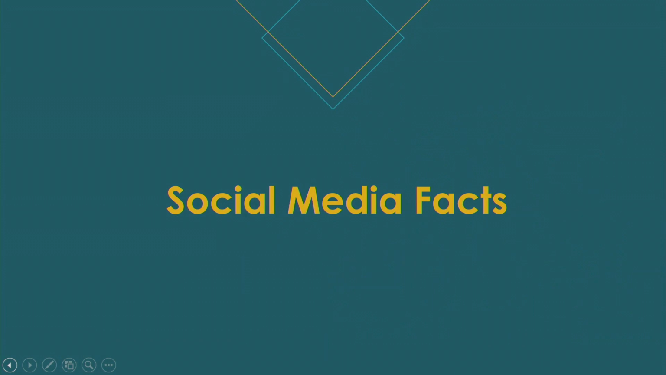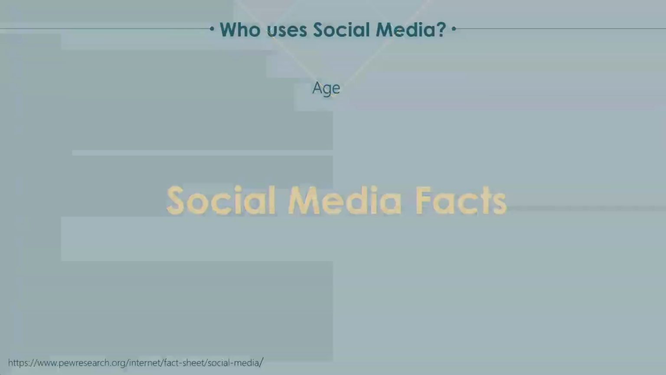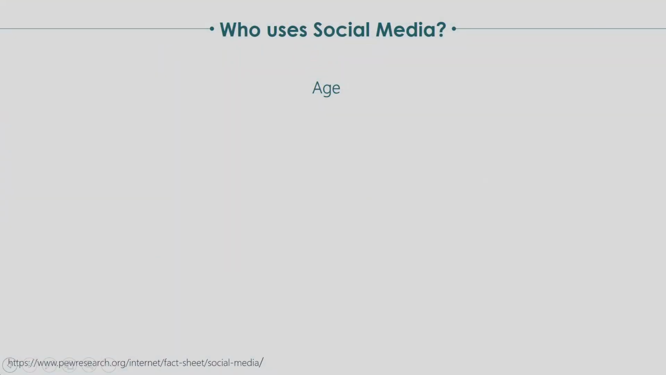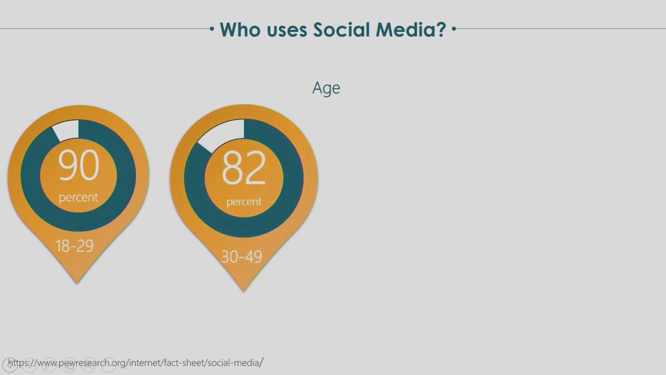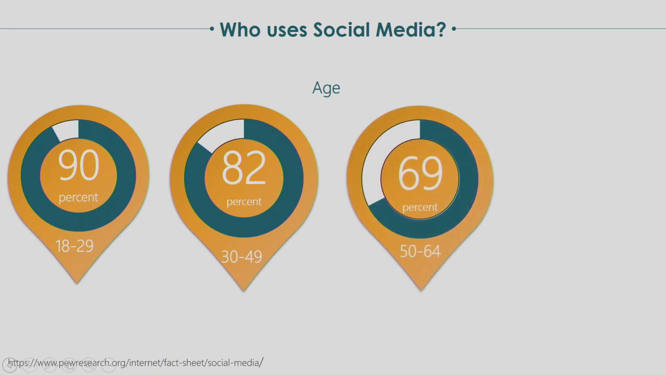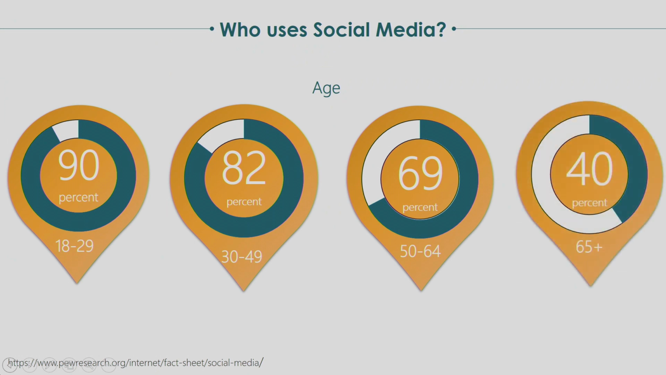Okay, so let's start off with some social media facts, and I got all these from the Pew Research Center. So first thing I wanted to do is I wanted to break down the age groups that use social media. So as you can see here, about 90% of young adults between the ages of 18 and 29 use social media. Then it goes down a little bit for adults ages 30 to 49 at 80%, and then it goes down even more with ages 50 to 64, which is about 69%, and then it goes all the way down to 40% for people ages 65 and older.